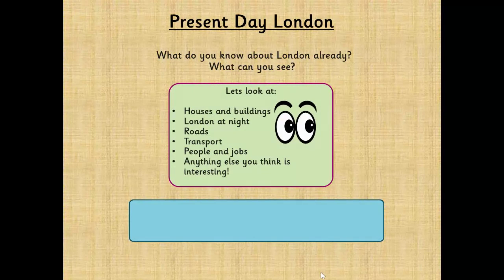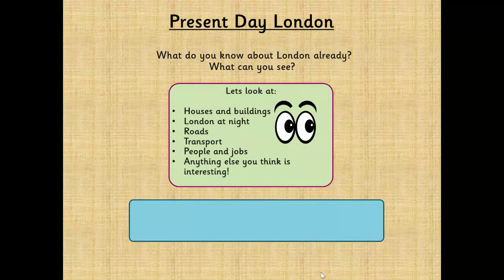Now, you might recognise some of these pictures. You might have actually been to London and seen some of these things I'm about to show you. So what do you know about London already? Bet you can name some buildings that are in London.